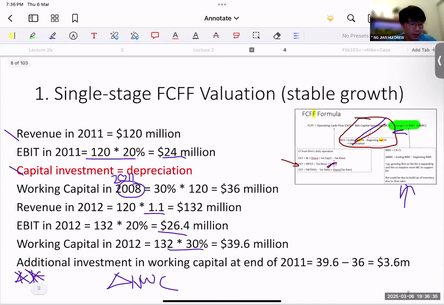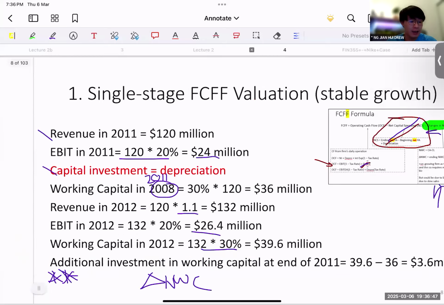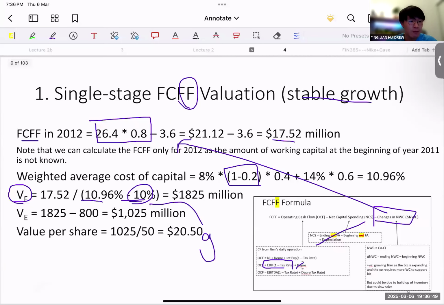But what is the question asking you for? Calculate the value per share using the FCFF model. So value per share means you're looking at the firm value. We know the formulation: if we have the market value of debt, I can take the firm value minus the market value of debt, which is 800 million. This gives me my value of the equity. Then we divide it by the number of shares, which is 50 million shares. This is your answer.